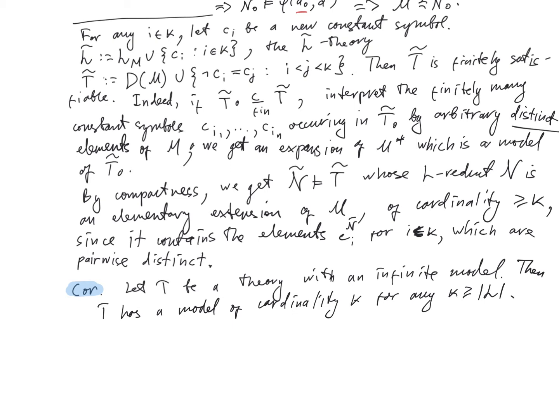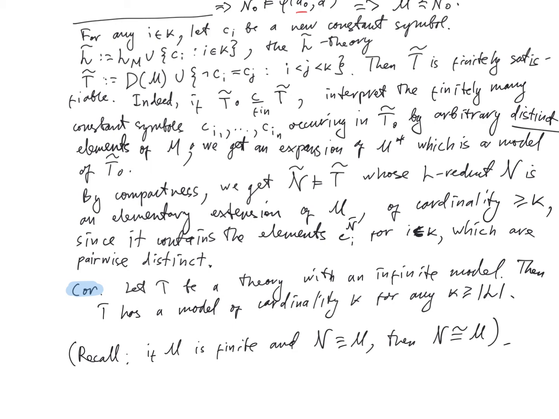Contrast this with the situation for finite structures. Recall that if M is finite and N is elementarily equivalent to M, then in fact N is isomorphic to M, so in particular it has the same size. Next topic we discuss is expansions by definition.